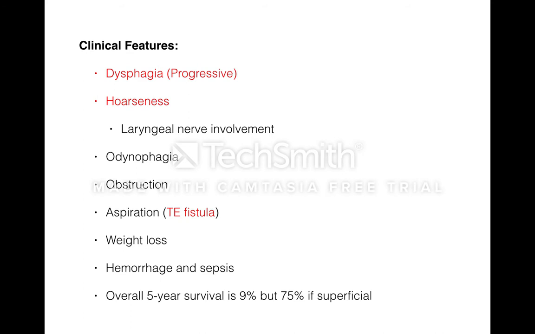In the case of squamous cell carcinoma, the overall 5-year survival is also poor, being 9%, but it does increase greatly to 75% if it is found early on and is still superficial.